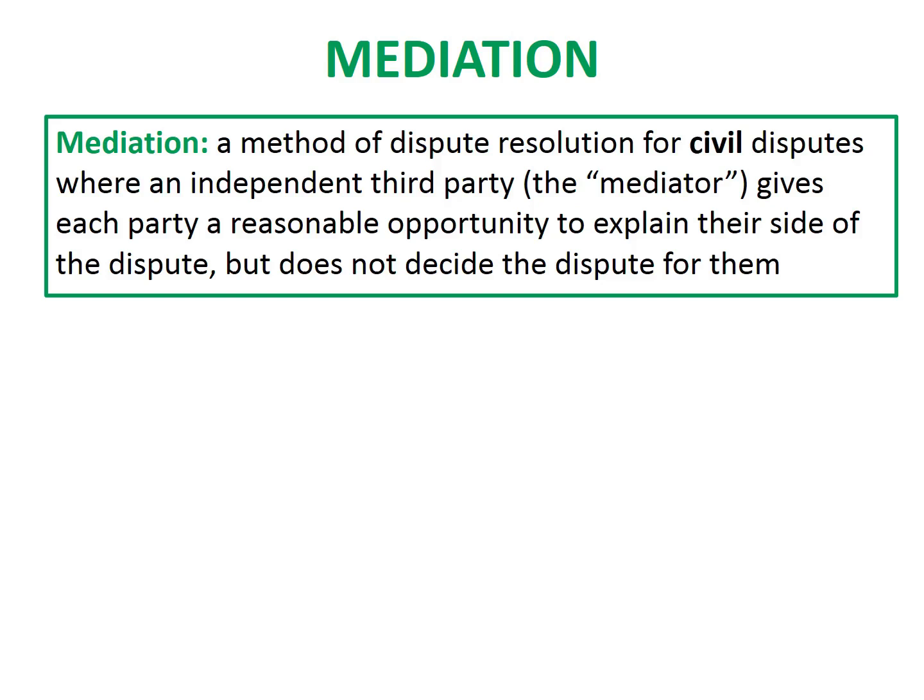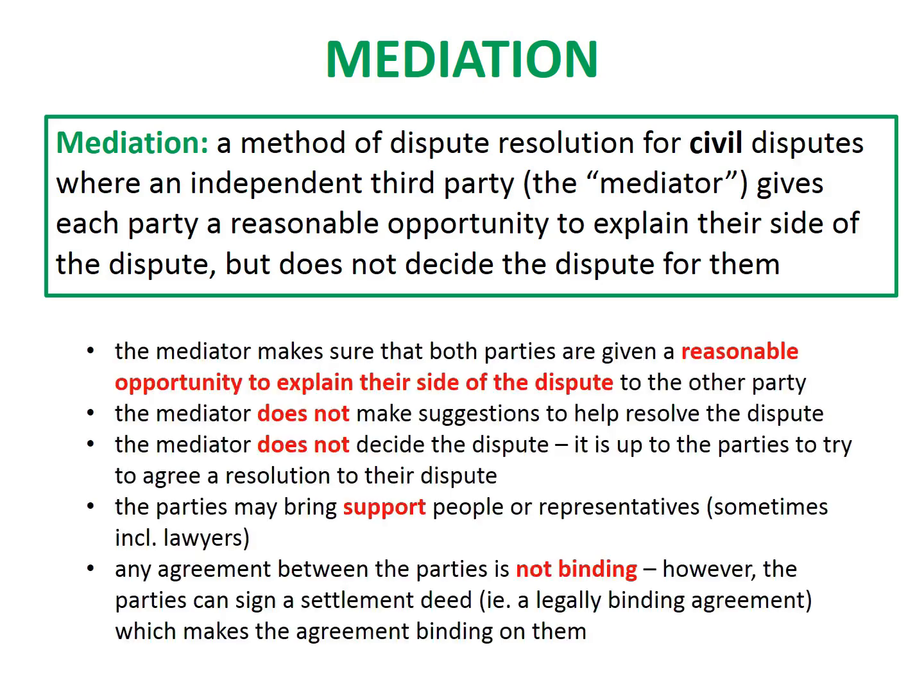There are 5 points to note about mediation. First, the role of the mediator is to make sure that both parties are given a reasonable opportunity to explain their side of the dispute to the other party. Second, unlike in a conciliation, the mediator does not make suggestions to assist the parties to resolve their dispute. Third, most importantly, the mediator does not decide the dispute for the parties. Instead, it is entirely up to the parties to try to agree a resolution to their dispute.